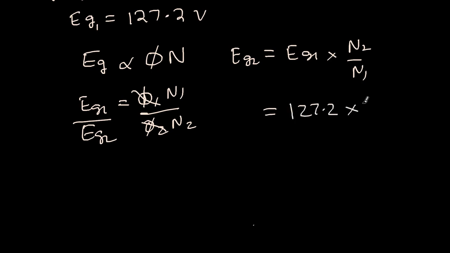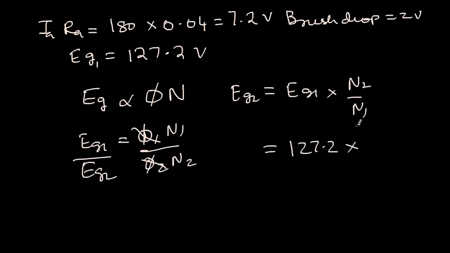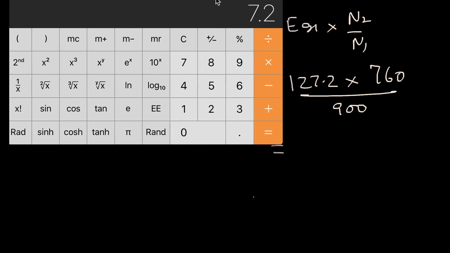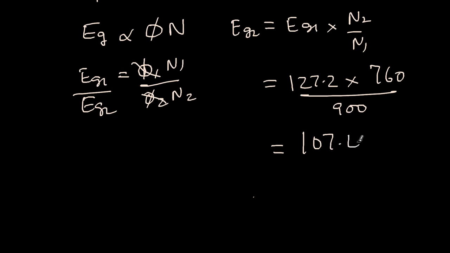So Eg1 is 127.2, and now the current speed is 760 RPM. So here you see speed is reduced to 760. As speed is reduced, even the EMF will be reduced. So let's calculate this. 127.2 multiplied by 760 and divided by 900. So this is 107.41. So now Eg2 is less.